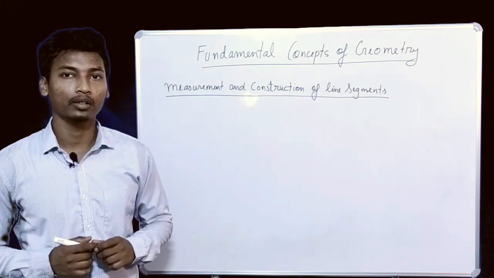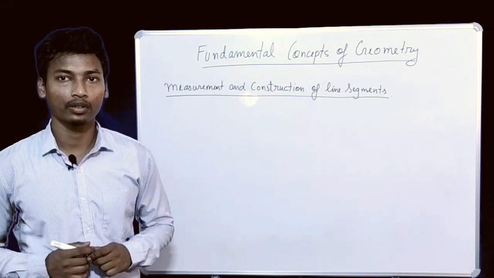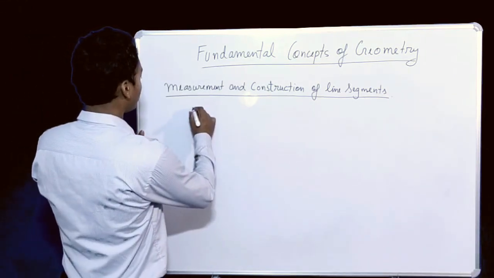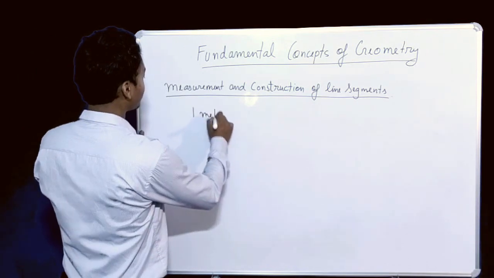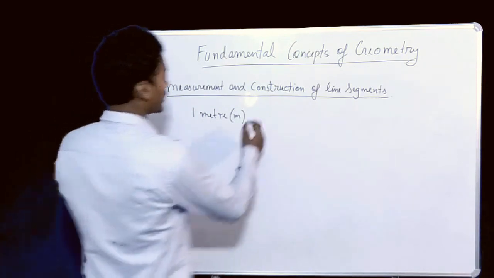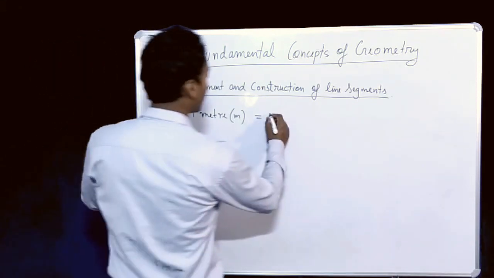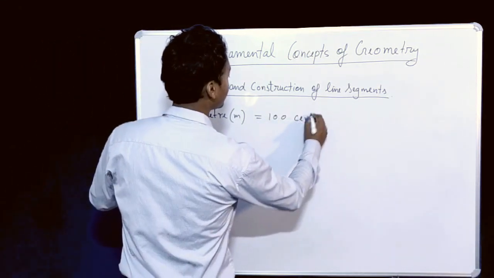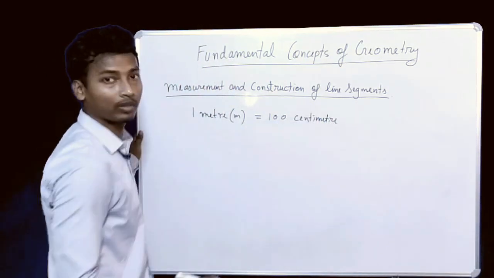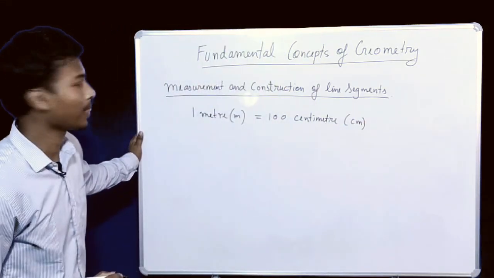Next, measurement and construction of line segments. How do we measure a line segment? We use the basic unit of length in the International System of Units, that is the meter. You know that 1 meter, in short written as m, can be divided into 100 smaller parts, that is 100 centimeters. Each of these parts is called a centimeter, or in short cm.